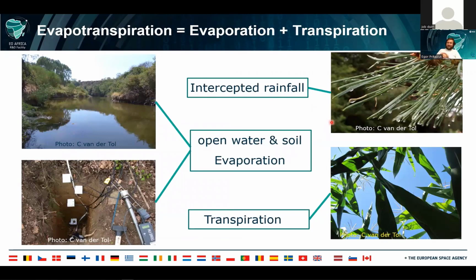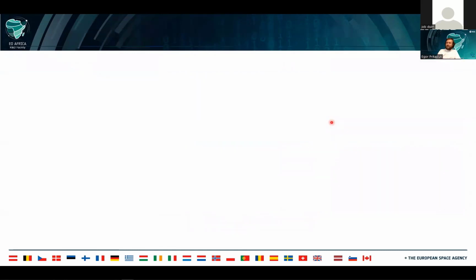That is it. That is the concept of evaporation. Evaporation has three parts: evaporation from open soil and water, intercepted rainfall evaporation, and transpiration from plants. I remind you again, if you have any questions up to now, please send them.